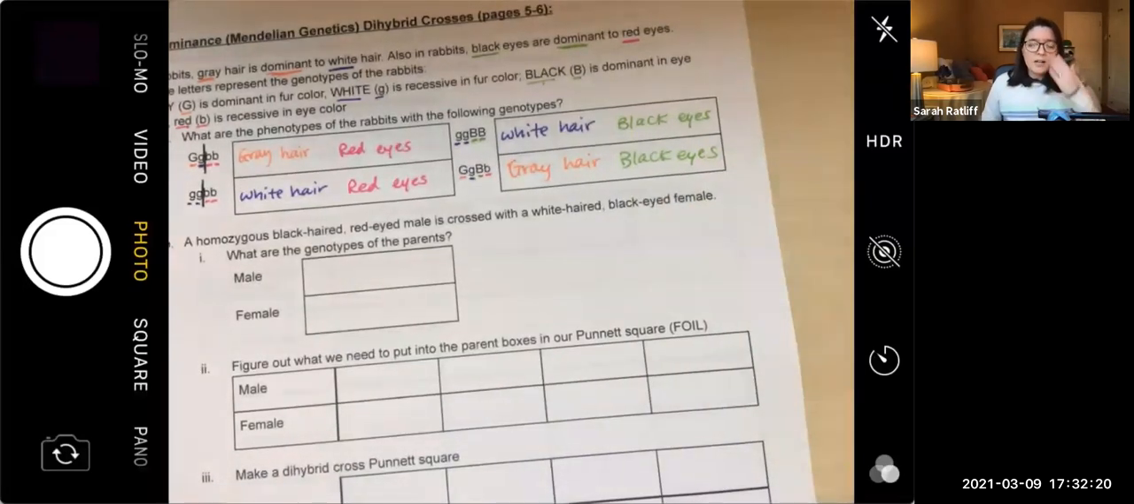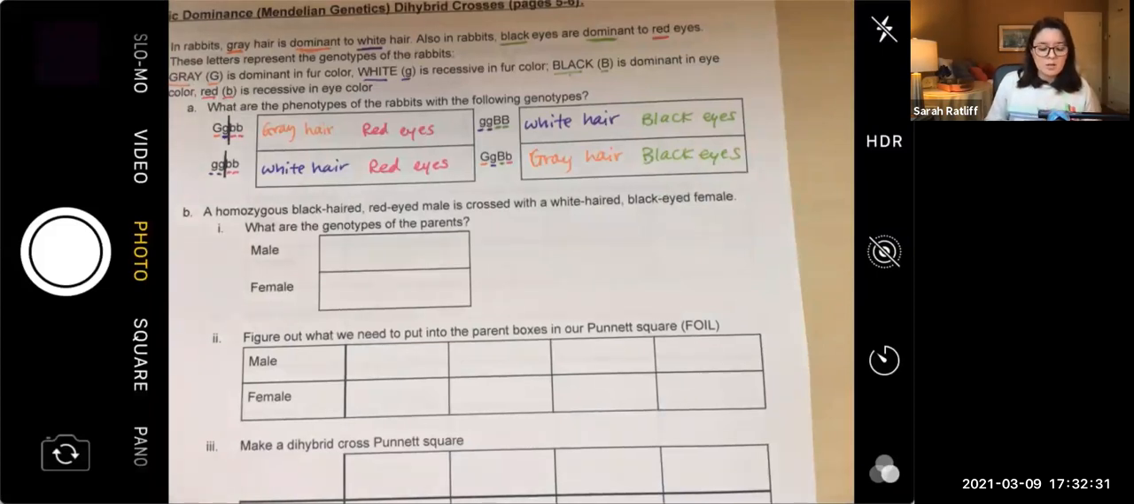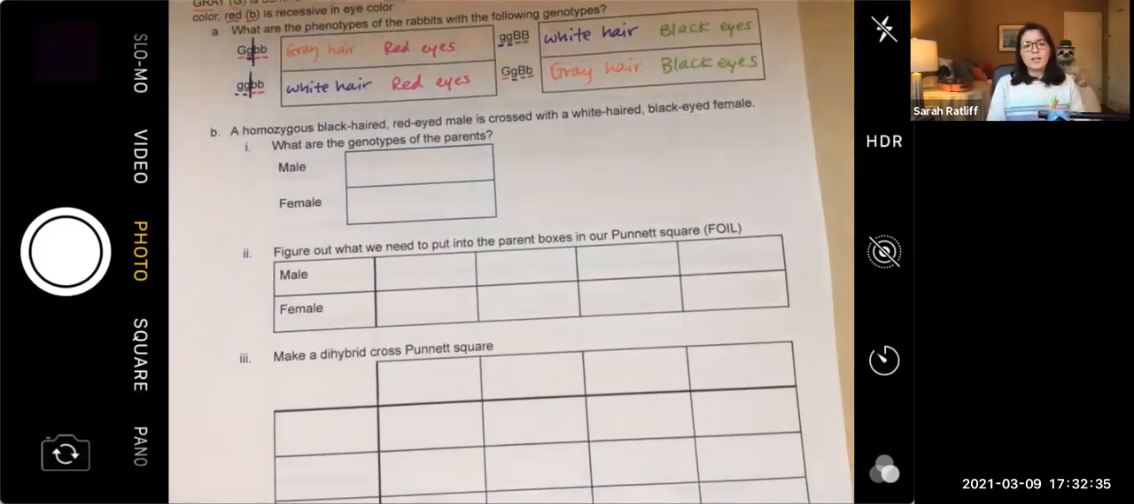So when we're looking at these dihybrid crosses, we need to sort of separate out the two different traits that we're measuring. One is for hair color, one is for eye color in this particular example. All right, part B. A homozygous black-haired, red-eyed male is crossed with a white-haired, black-eyed female.